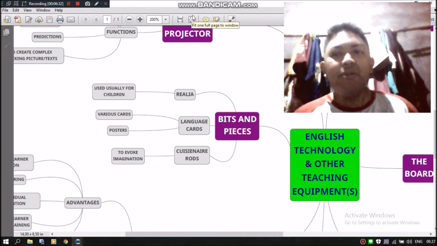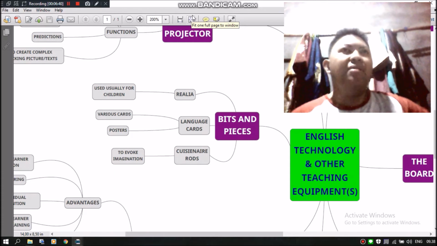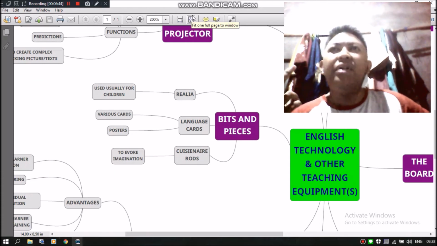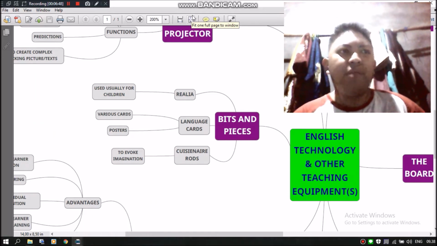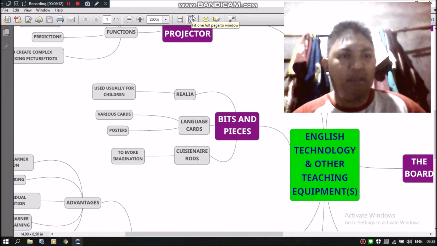It can also be used for adults. For example, in biology classes, you can use the skeleton thingy. It also counts as realia. It's the realia of our skeletons. So yeah, you can use it for many classes, but it's only mainly used for children.